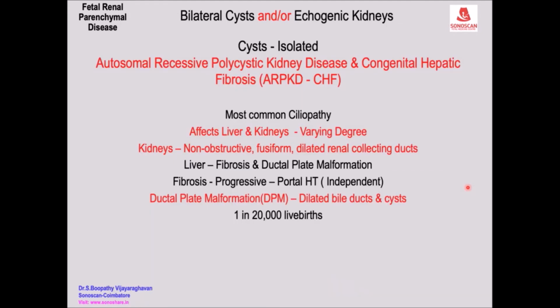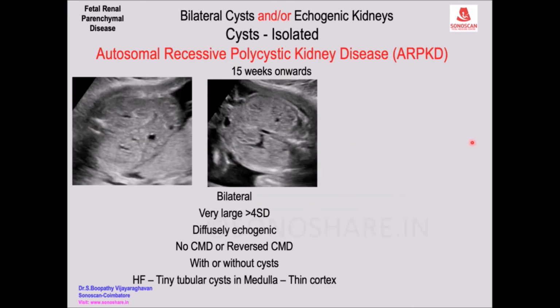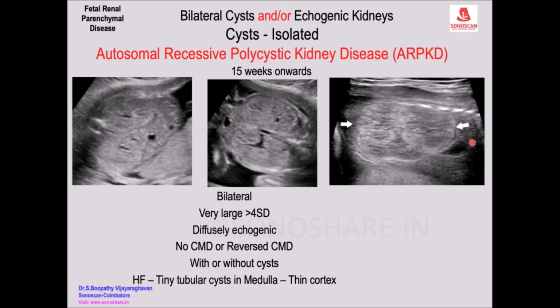This type of polycystic kidney disease has an incidence of 1 in 20,000 live births. There is no sex predilection. There is extreme variance, and with high frequency you get the tiny tubular cysts in the medulla with a thin cortex, where the corticomedullary differentiation is enhanced. The urinary bladder is non-visualized here.